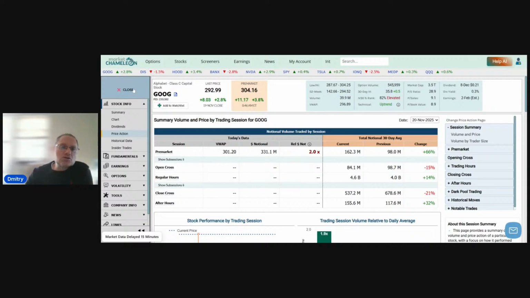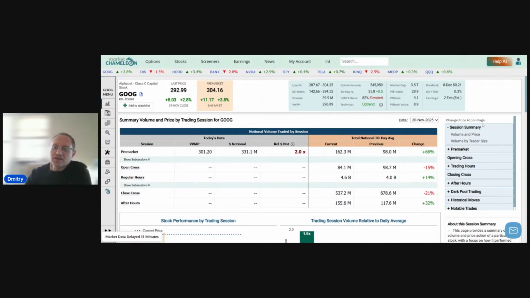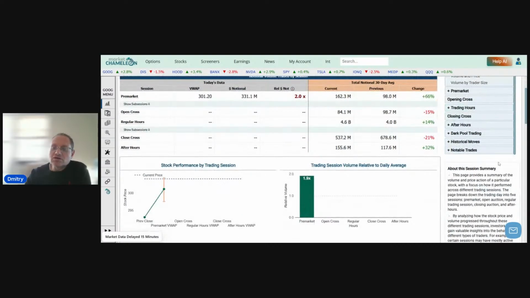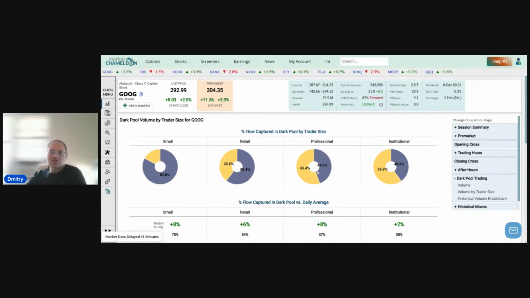And I'm going to just click on this menu to minimize it, expand our screen. And you'll see on the right-hand side, we have different choices here. And one is dark pool trading. So I'm going to click on that. And what we'll do is click on this volume by trader size. Okay. This kind of brings us to this view. Let me click on this menu to minimize it again.